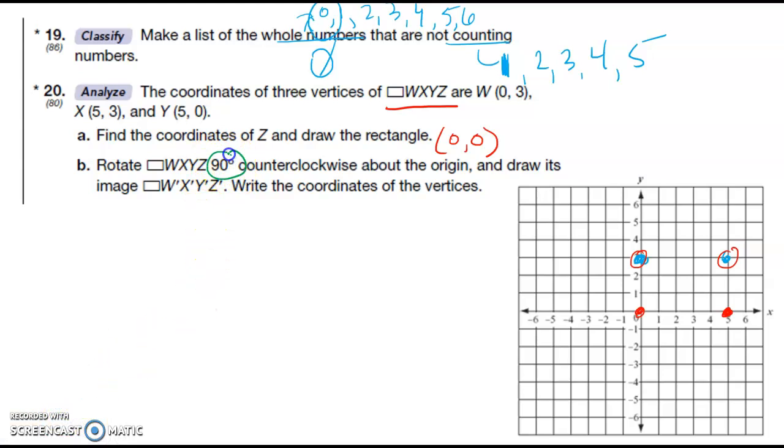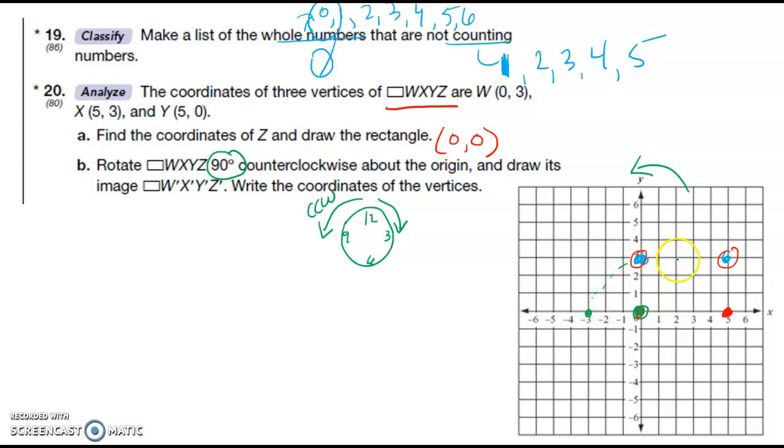rotate it 90 degrees counterclockwise. So if I have a clock, I know the clock goes this way. So I'm going to rotate it counterclockwise. So I need to rotate it 90 degrees this way. So that means basically that it's going to rotate on this. That'll stay the same. This is going to come down here.